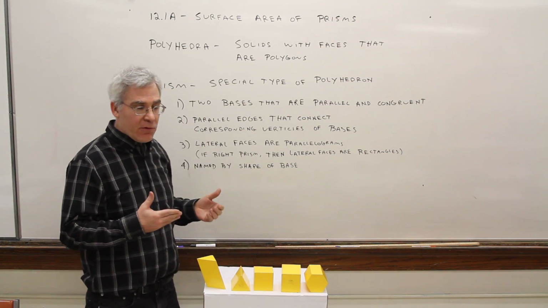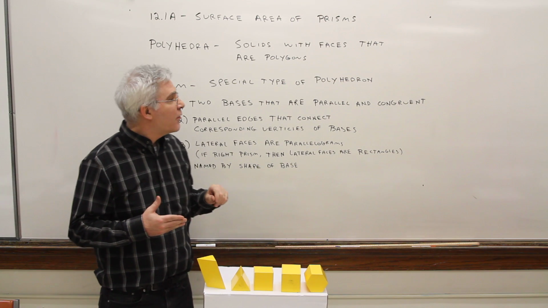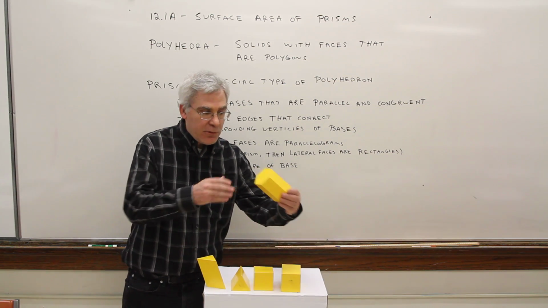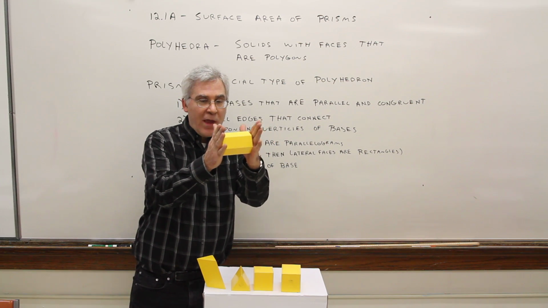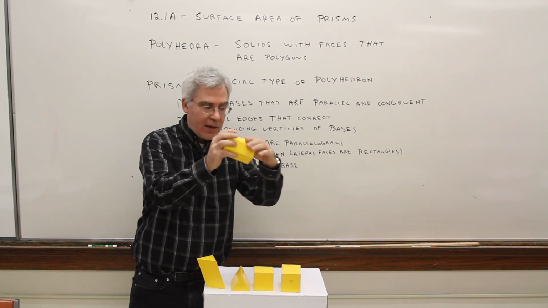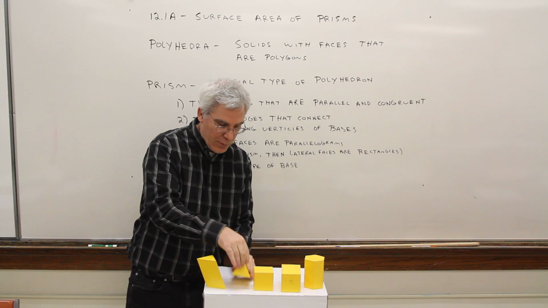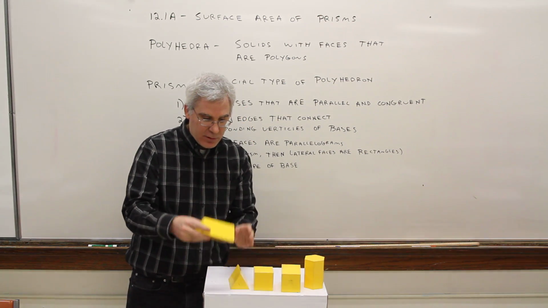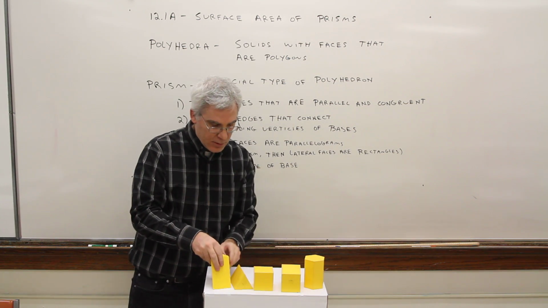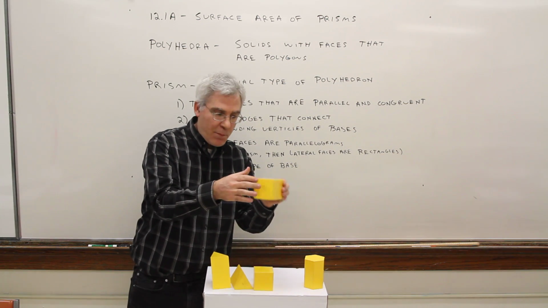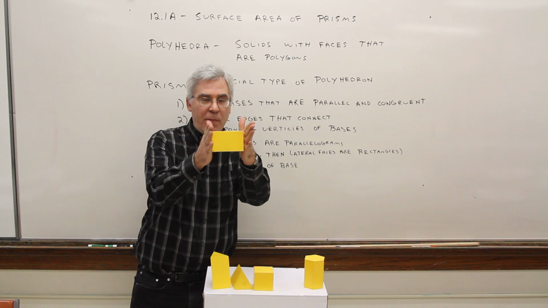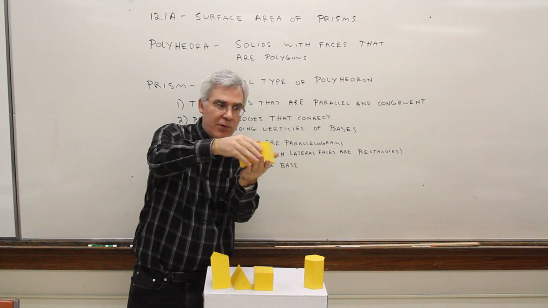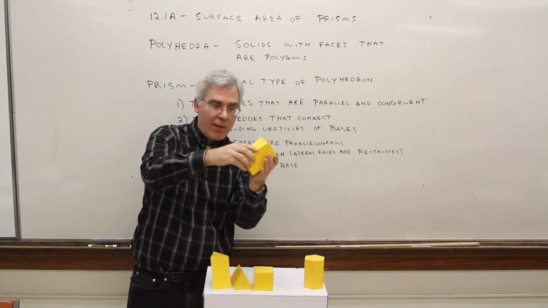They have these characteristics. Number one, two bases that are parallel and congruent. So notice over here, these are two bases. They're parallel and congruent. Over here, two bases, parallel and congruent. Same thing over here. Over here, I could have multiple bases. These could be the bases, parallel and congruent. These could be the bases, or these could be the bases.